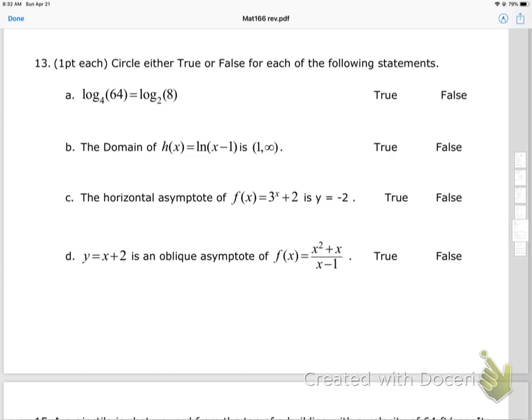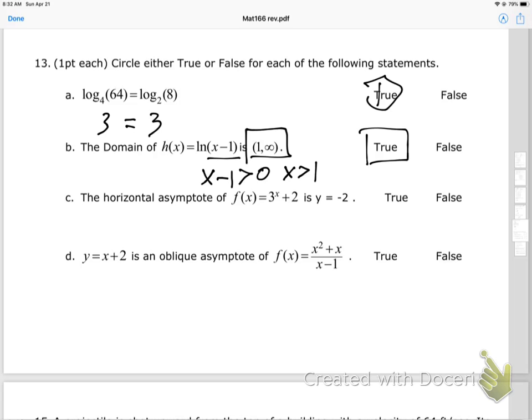Now then, do these equal each other? Well, log to base 4 of 64 is 3, because 4 to the power 3 will give you 64. Log to base 2 of 8 is also 3, because 2 to the power 3 will give you 8. So it's true. Now, domains. Remember, anything you log must be greater than 0. You can't equal 0. If you add 1 to both sides, that's what it is. That is in interval notation. So that's okay. Let's keep on going.